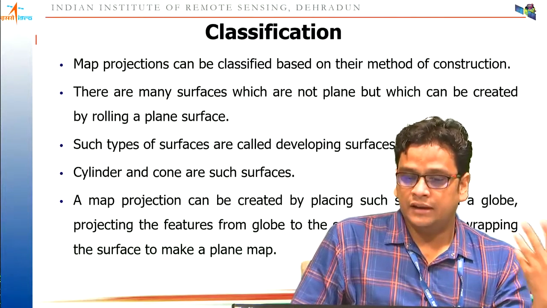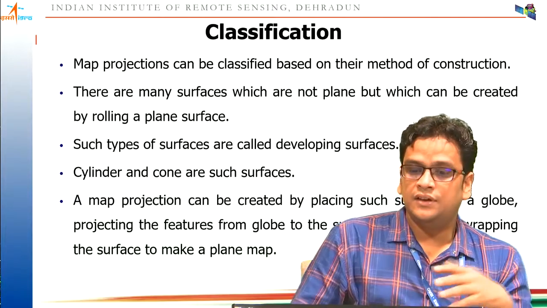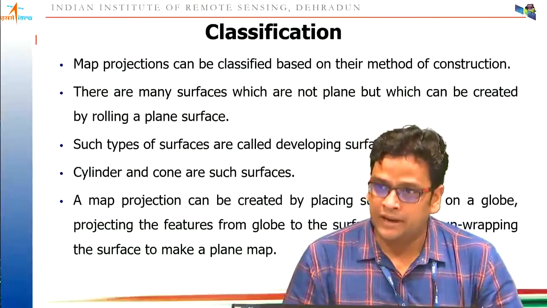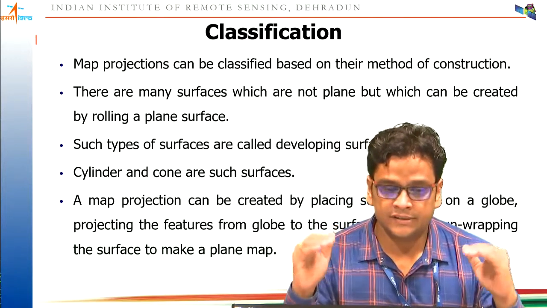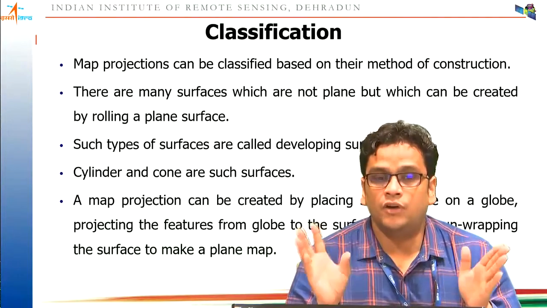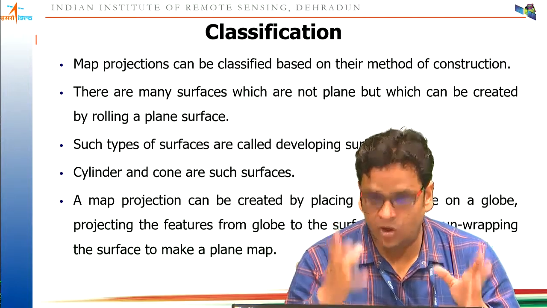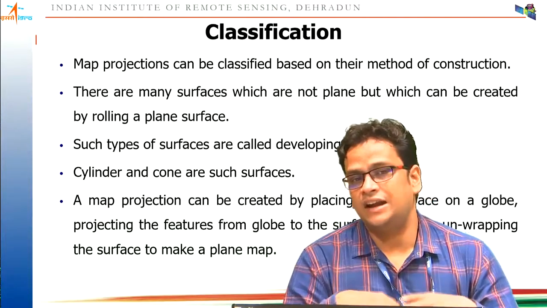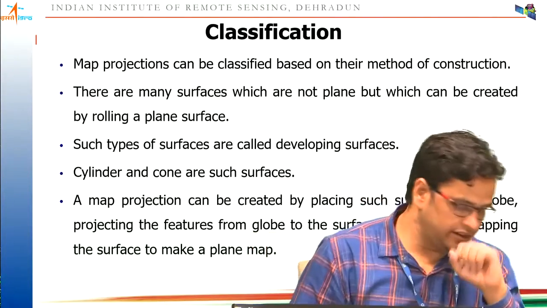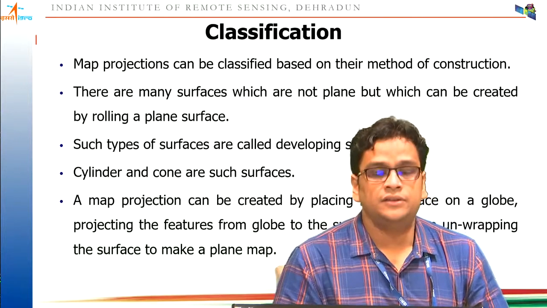Map projections can be classified based on their method of construction. There are many surfaces which are not plane but which can be created by drawing a plane surface. So remember this map. There are many surfaces which are not plane, but you can use such surfaces, meaning geometries, and after that you unwrap it, then you will end up with a two-dimensional map. Such types of surfaces are called developing surfaces.